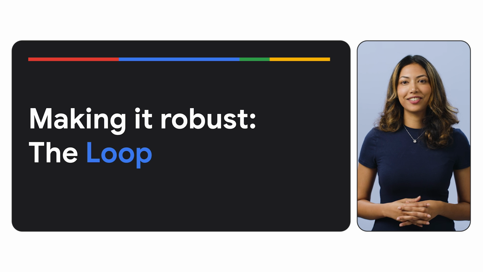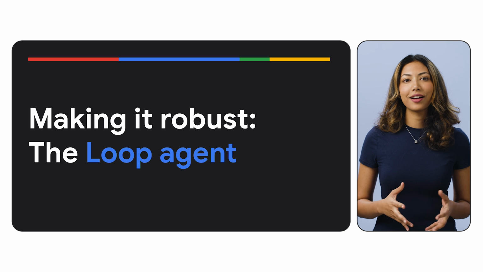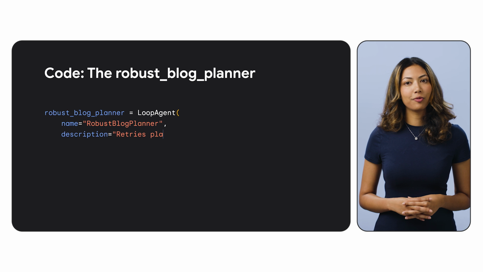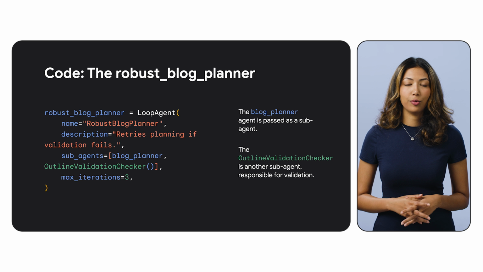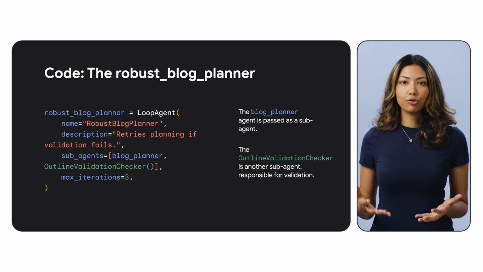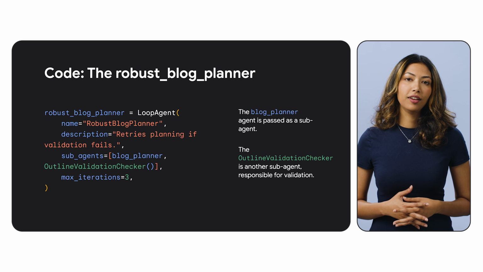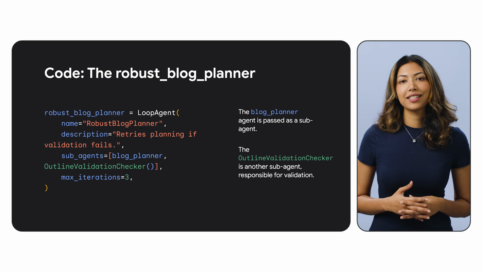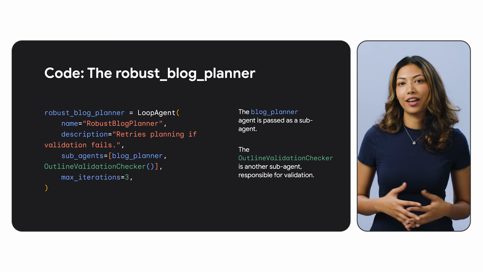To connect the planner and the checker, we've wrapped them inside a loop agent called Robust Blog Planner. The loop first runs the planner, then the checker. If the checker says OK, we're done. If the checker says retry, the loop runs the planner again with the same instructions. It can do this up to 3 times. This gives us a safety net, so if the model forgets something, it has another chance to get it right.